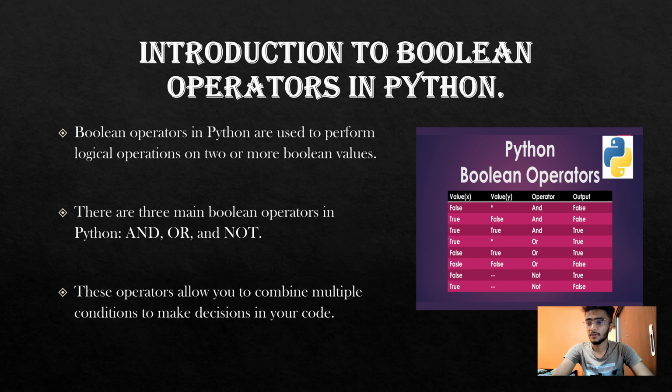Coming to the introduction of the topic, Boolean operators in Python are used to perform logical operations on two or more Boolean values. Boolean operators can be used in Python to perform logical operations for two or more values. There are mainly three types of Boolean operators: and, or, and not, which we are going to talk about in this video. These operators allow you to combine multiple conditions to make decisions in your code.